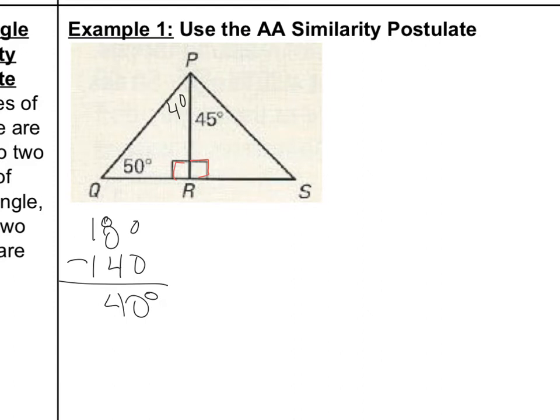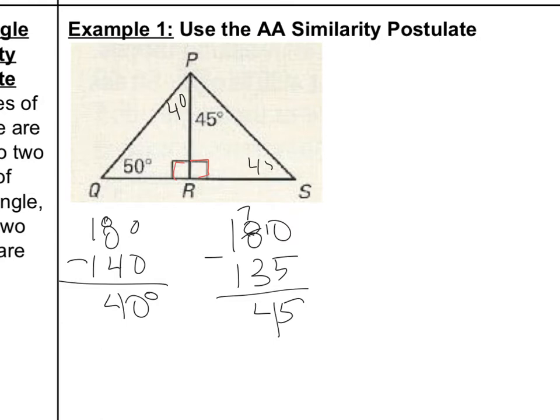Now let's figure out S. So we're going to take 180 and subtract. You've got 90 and 45, so that's going to be 135. So you're going to subtract: 180 minus 135 is 45. So S is 45 degrees.